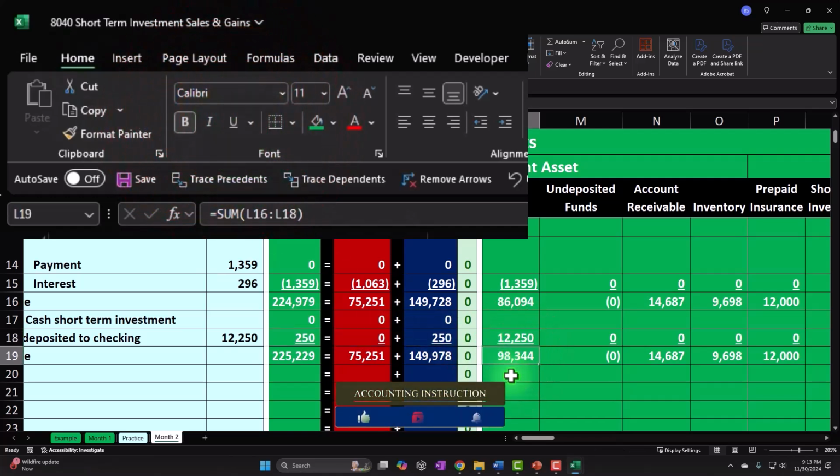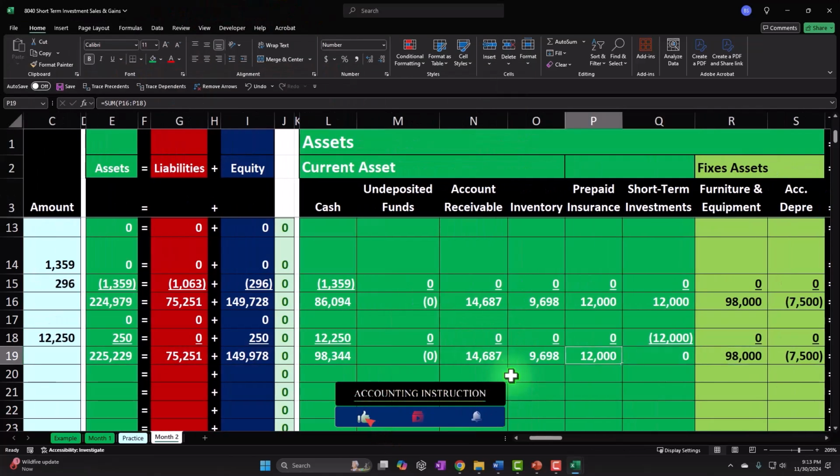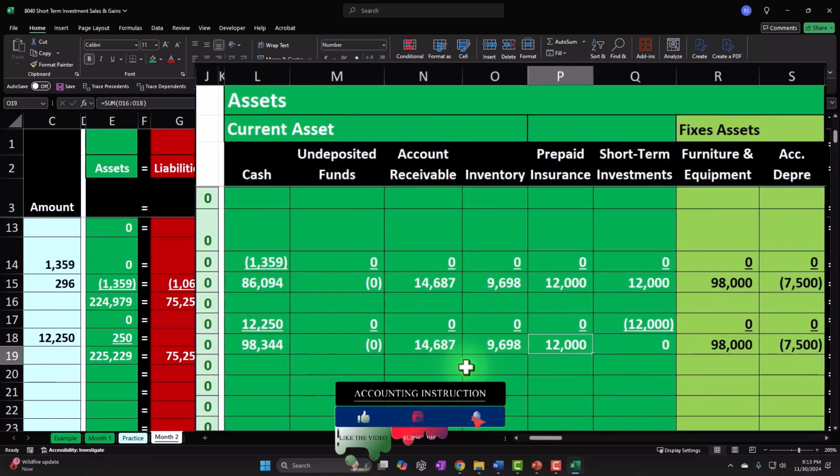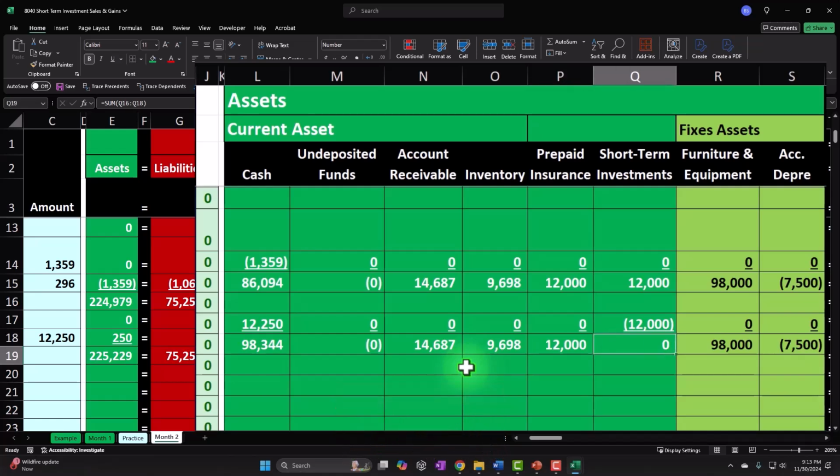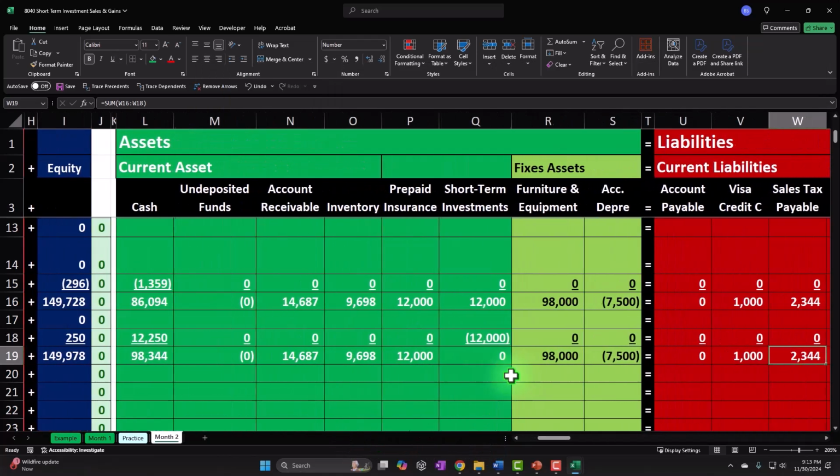So cash went up by the 12,250. We brought the investment, oh, here it is, went down to 0. I was looking at that 12,000, like, wait a second. Why did I use 12,000 for both numbers?